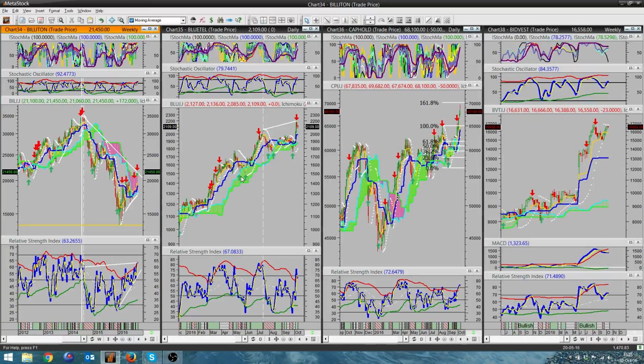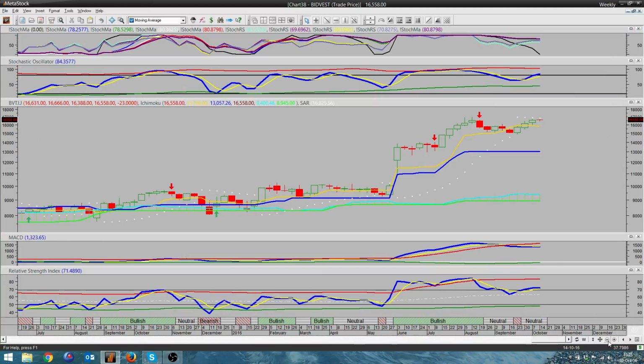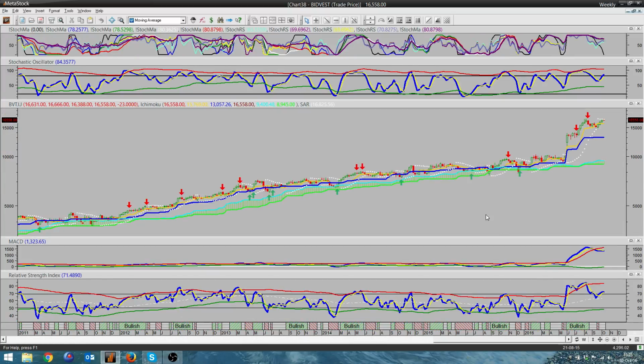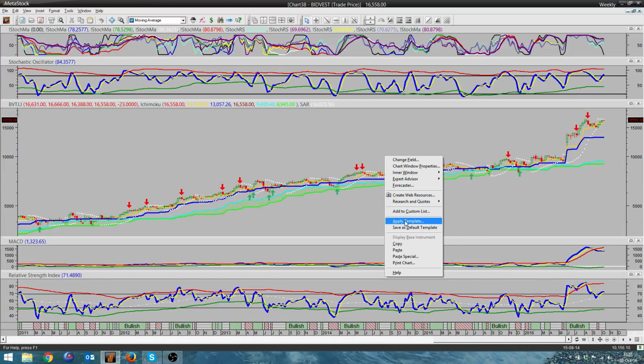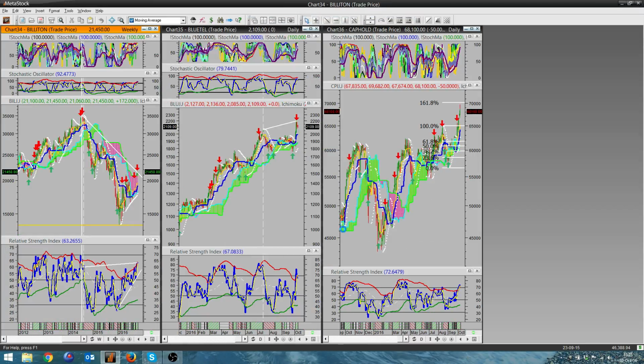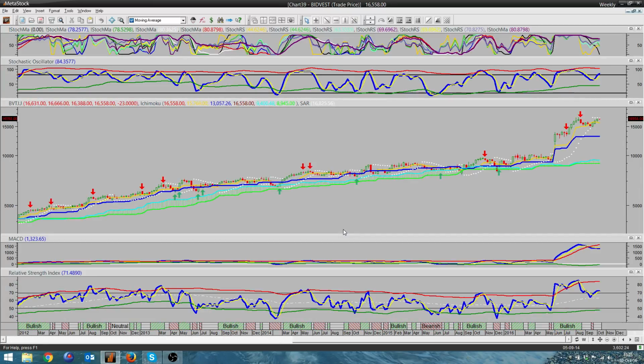That's reverse divergence. Normal divergence, reverse divergence. And what we have in Bidvest. Bidvest is a good one for me. It helps me to illustrate a third point on divergence, which most people miss. It's called compound divergence.